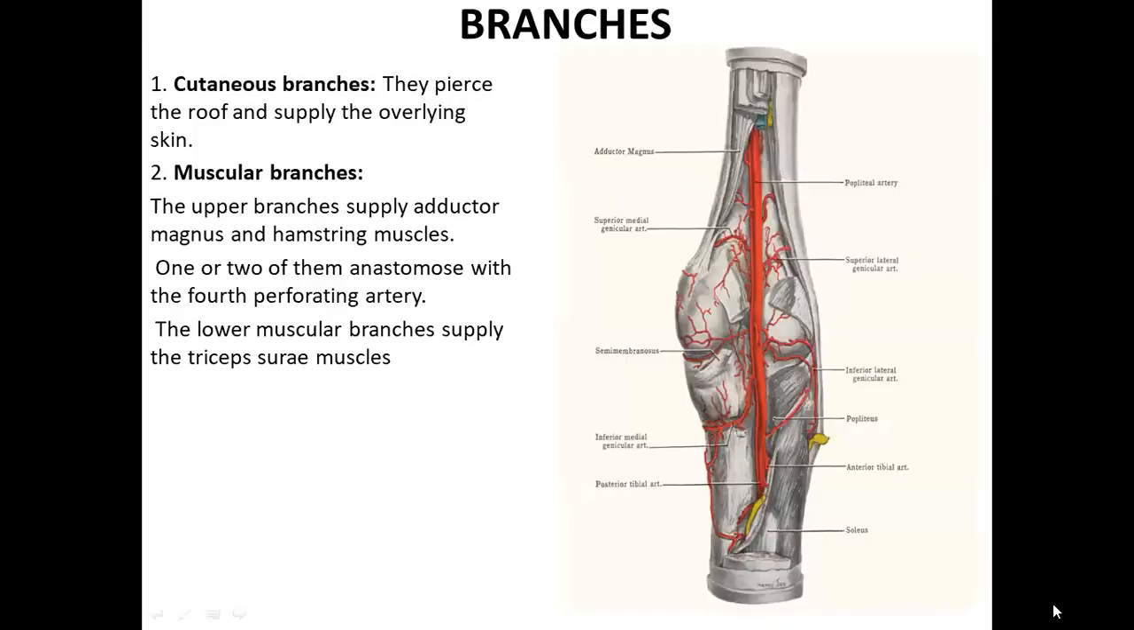Then we saw that if you have to write about the relations of this artery, you can write that the structures that form the floor of the popliteal fossa are its anterior relations, and the structures that form the posterior wall form its posterior relations. Then coming to the branches, we have discussed that these are the cutaneous branches, some muscular branches, and some genicular branches. The cutaneous branches will supply the skin. The muscular branches mainly supply the hamstring muscles, and going down, the lower branches will supply the triceps surae muscle.